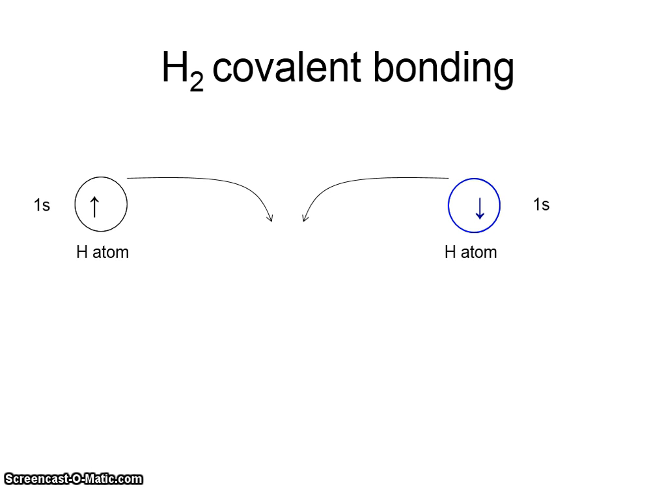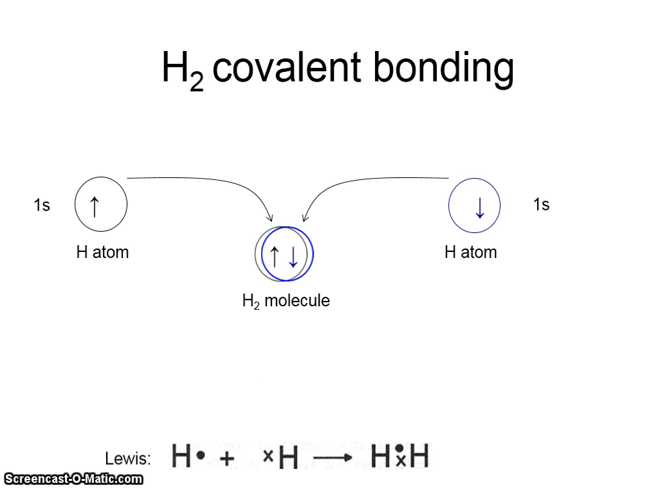Remember that these electrons must have opposite spin, therefore the one is showing upwards and the other one is downwards, so that they can actually share one orbital. When they approach each other, the half-filled orbitals will overlap. Now the two electrons share the same space, therefore the formation of the H2 molecule.